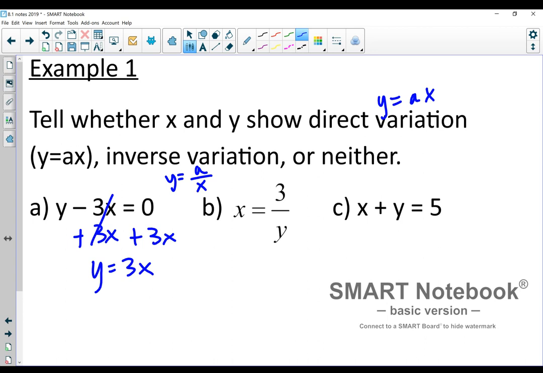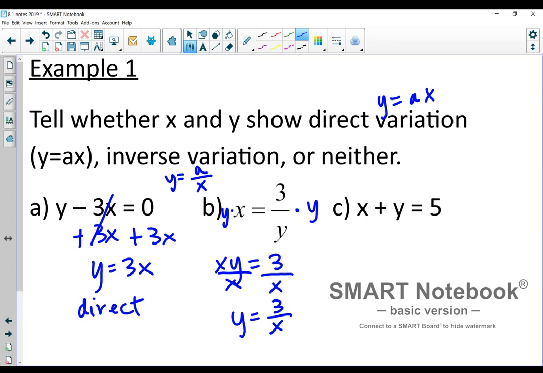But I went ahead and added 3x on both sides to solve for y equals 3x. So I have direct variation, and 3 is my constant of variation a, which is really just my slope. On the second one, to solve for y, I'd have to multiply both sides by y, so that xy equals 3. And then I would divide by x. And so y equals 3 divided by x, and so I have inverse.